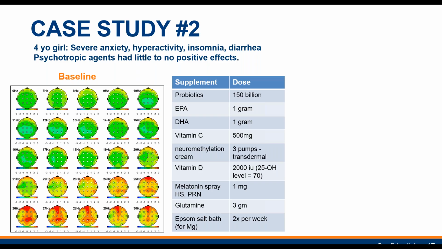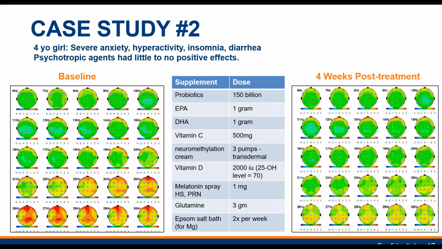Now, a very involved intervention was needed. So different supplements, dietary changes. I know that she was put on a gluten-free diet. She was taking Epsom salt baths to get magnesium. And this was strictly adhered to, and 4 weeks later, in a post-treatment assessment, you can see that this neuroinflammation has really been resolved, and symptoms were greatly alleviated.